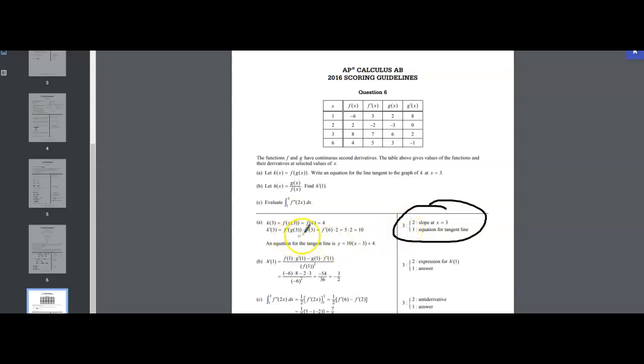So my guess is that they're giving you 1 point for finding the derivative appropriately, doing the chain rule, and then another point for actually getting the slope. I'm surprised that they're not giving any points for finding the y value. They're putting all the points on the slope. So they're not giving any credit for finding the y value. But you do need to do that because the third point is right here in the answer. So 1 point for writing your tangent line, 2 points for finding the slope. So that's how they graded it.